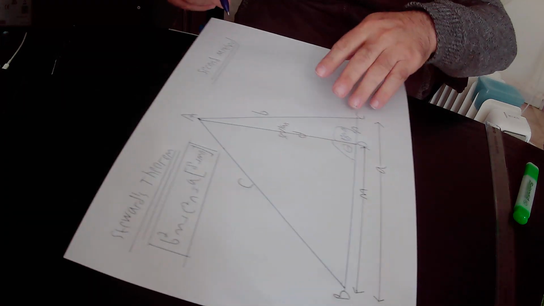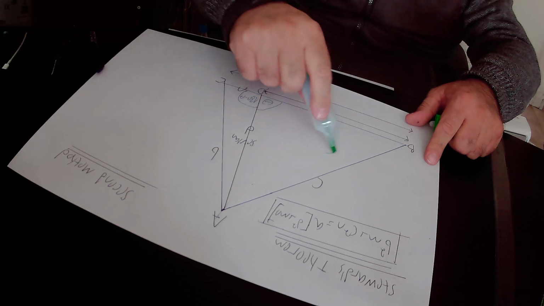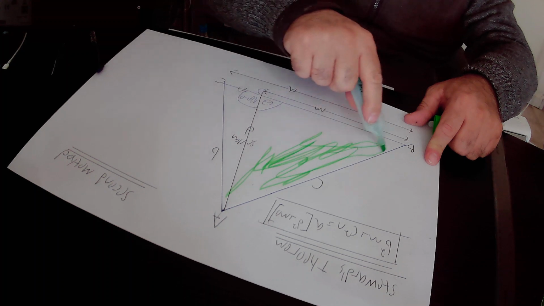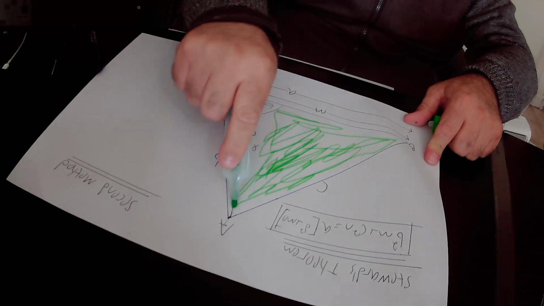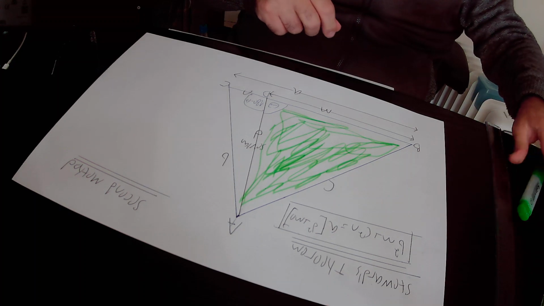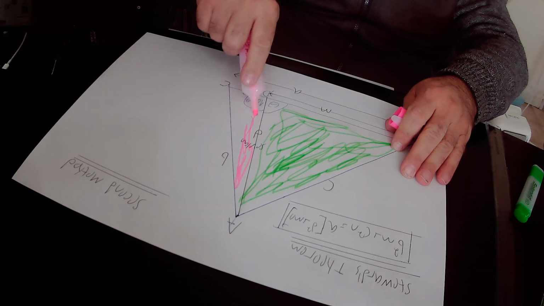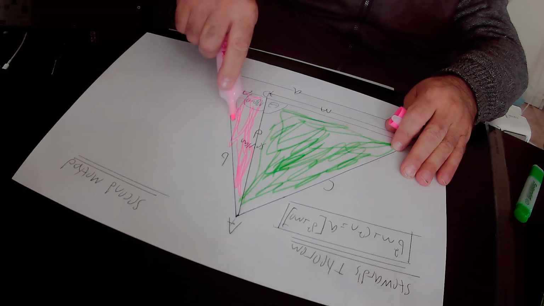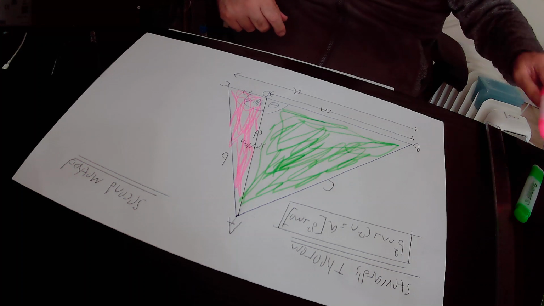Okay? In the next step, we'll implement the law of cosines in the green triangle ABC. And then we implement the same law, the law of cosines, in the pink triangle ADC. I will remind you what the law of cosines is.